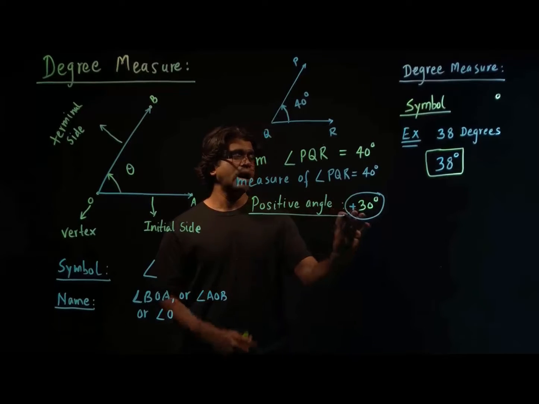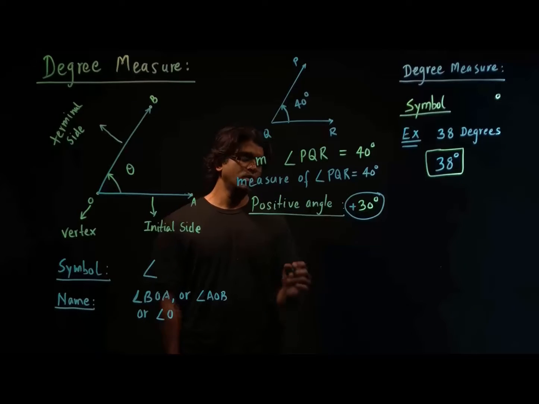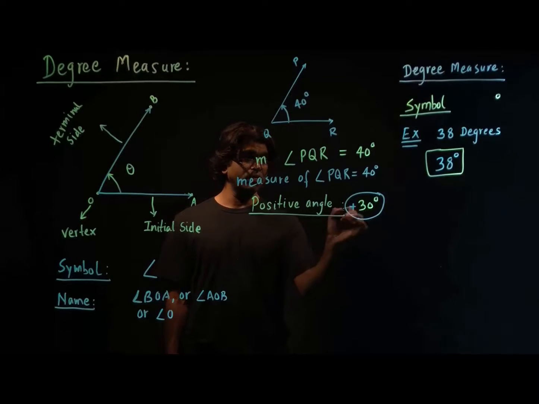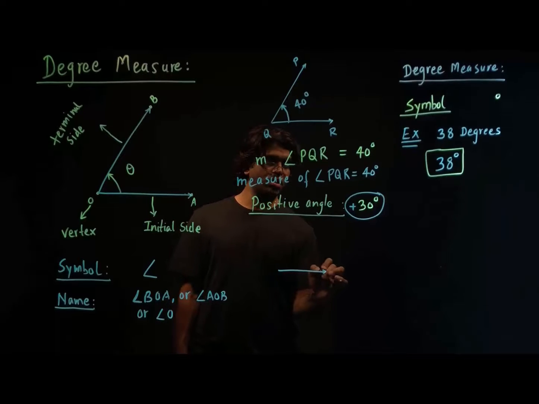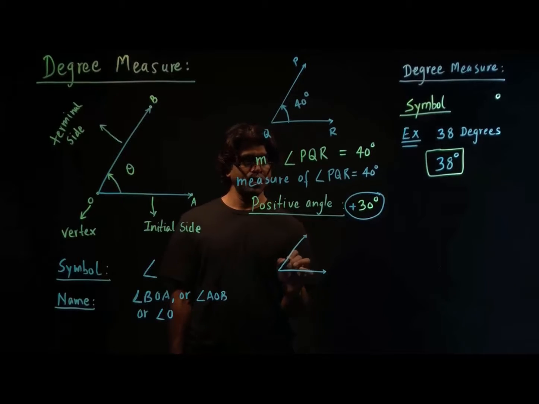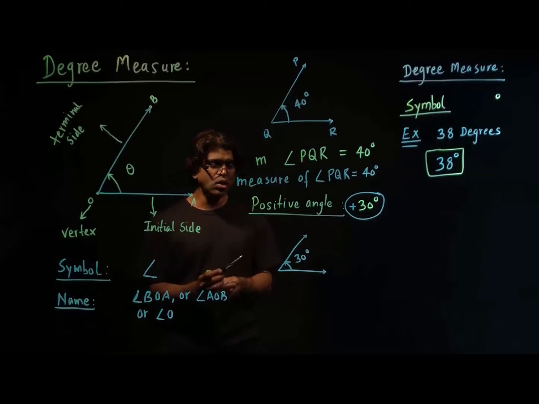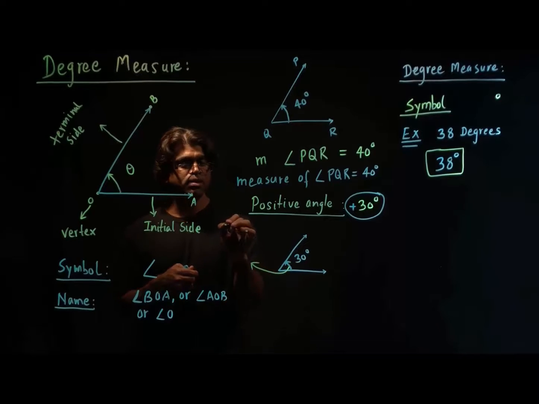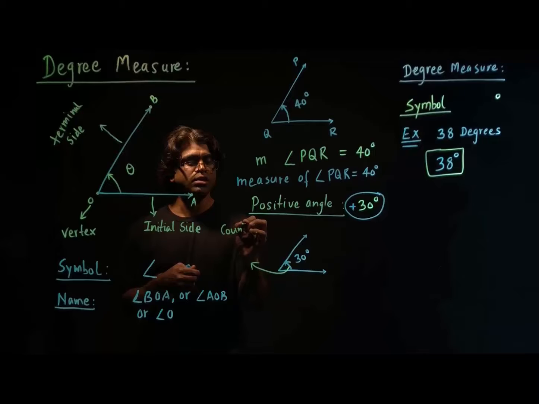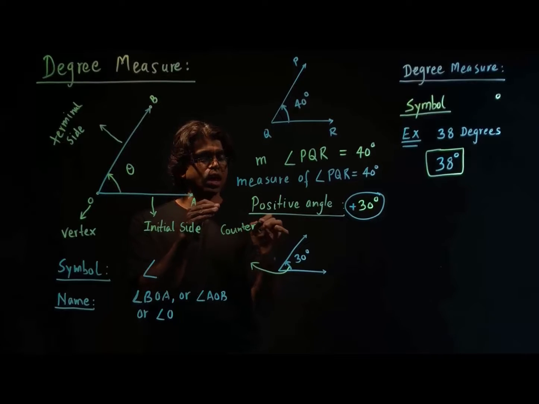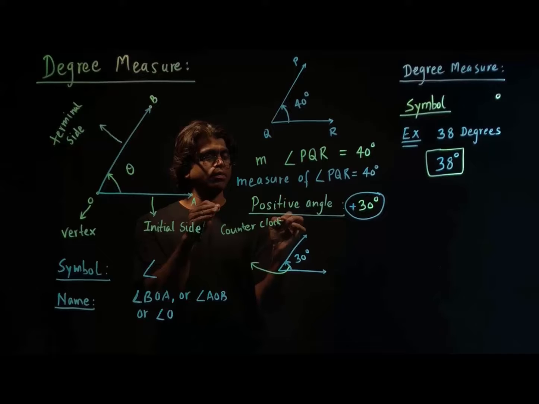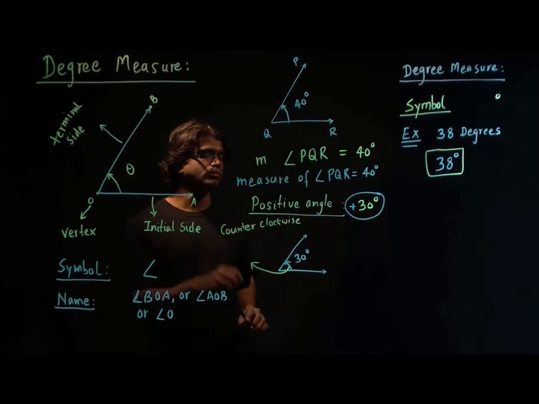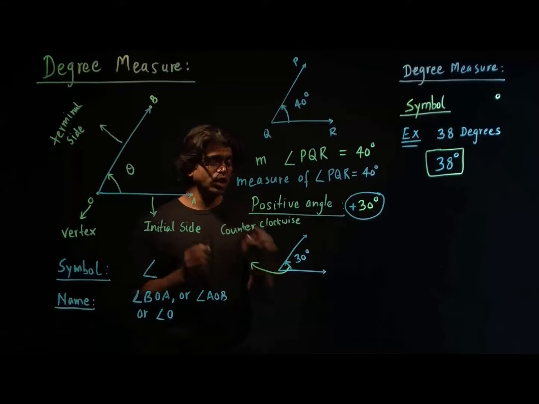So I have a 30-degree angle. If I want to draw a 30-degree angle, which is a positive angle, I will draw a 30-degree angle and use an arrow symbol like this, and I will say 30 degrees. Now, if you look at this arrow I'm using right here, which way does it go around? This symbol is going counterclockwise, right? So the symbol is going counterclockwise.